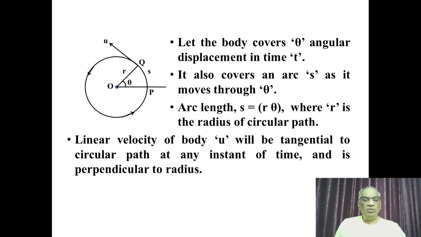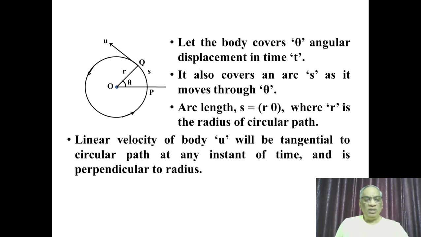The points P and Q make an angle theta at the center, and at any time the body is moving with a velocity u along the circular path. The speed is u, but the velocity is changing because its direction is changing. The direction of the body in the circular path is always tangential to the radius, as shown in the geometry fundamentals. The arc length is given by r theta, where r is the radius. So the linear velocity of the body will always be tangential to the circular path at any instant and perpendicular to its radius.